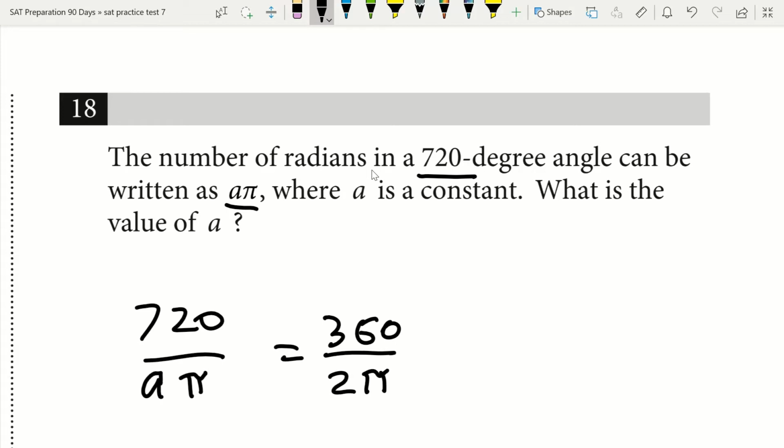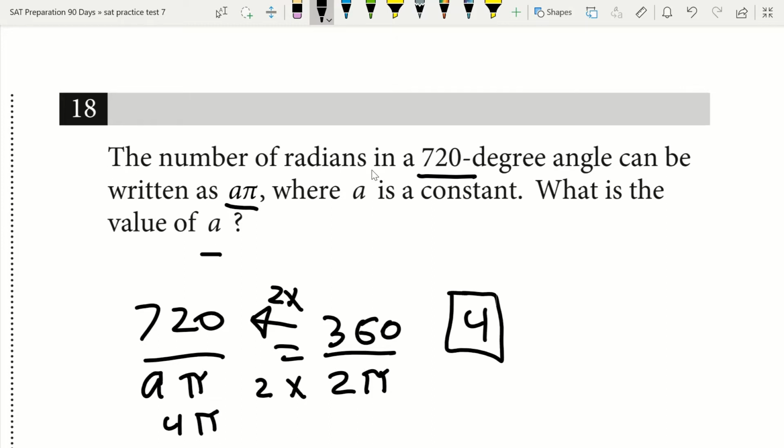What do I notice immediately? I notice that 360, if I multiply that by 2, is going to give me 720. So what do I want to do? I want to multiply that 2 pi by 2 as well, which would give me 4 pi, in which case the value of a is 4. So once again, if we can recognize that ratio, that ratio of 720 being double 360, then I can just double that 2 pi and get 4 pi, so my answer's got to be 4. So if you can recognize ratios on the SAT math section, it's definitely going to save you time, and it's definitely going to help you get to that correct answer much, much faster.